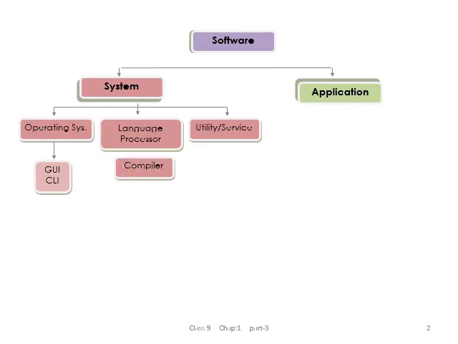Language processors are categorized further into the compiler, interpreter, and assembler. A compiler produces object code, whereas interpreter does not produce object code. The compiler translates the whole program in one go, whereas interpreter translates and executes one line at a time.